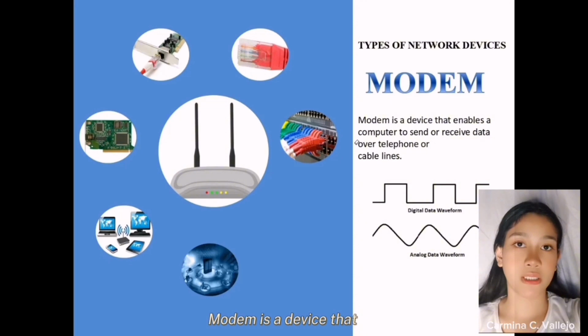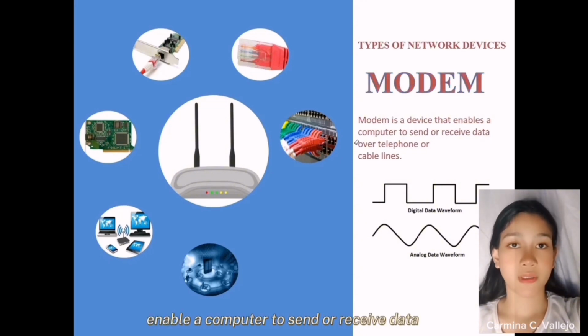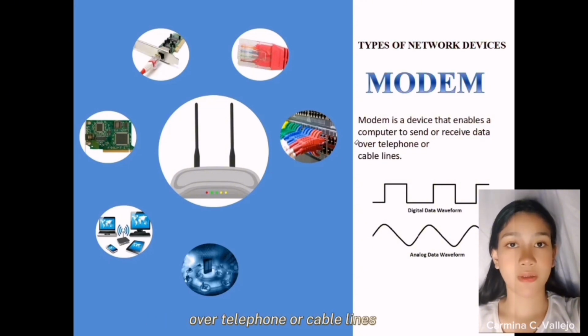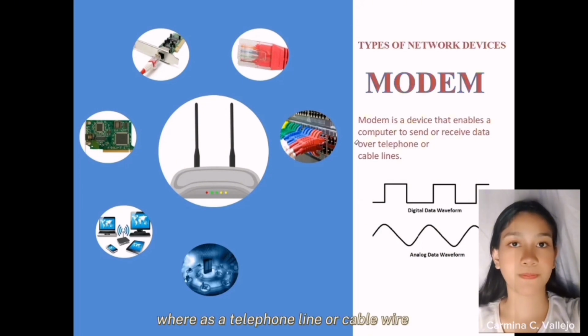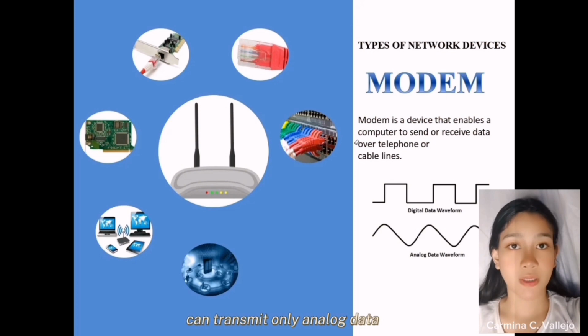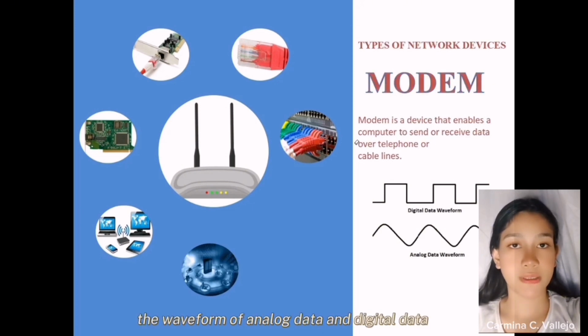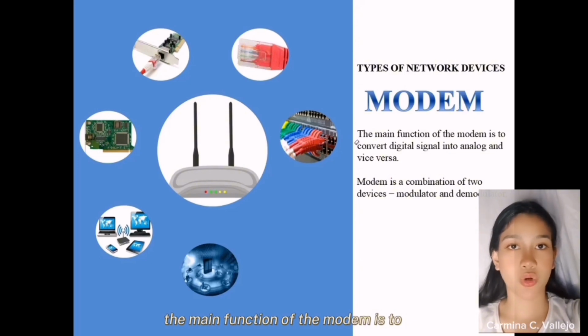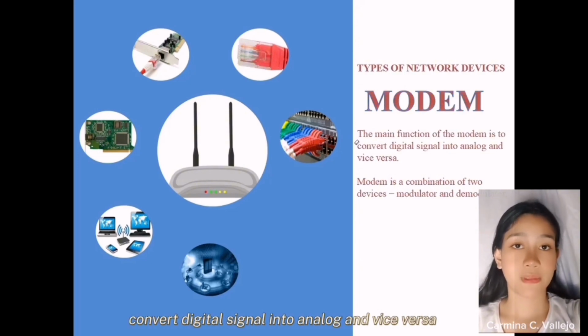A modem is a device that enables a computer to send or receive data over telephone or cable lines. The data stored on the computer is digital, whereas a telephone line or cable wire can transmit only analog data. You can see in the PowerPoint the waveform of analog data and digital data. The main function of the modem is to convert digital signal into analog and vice versa.